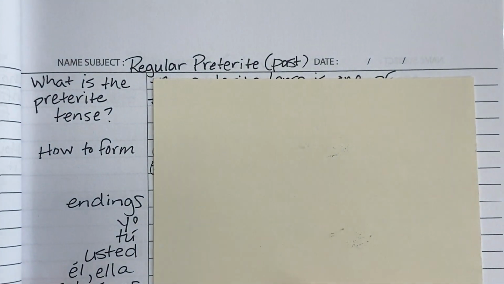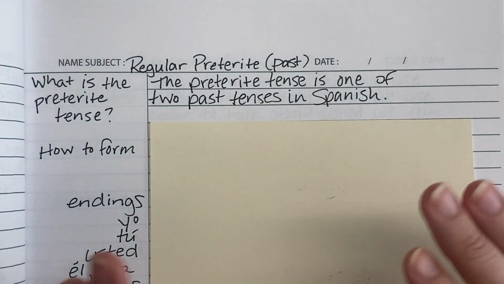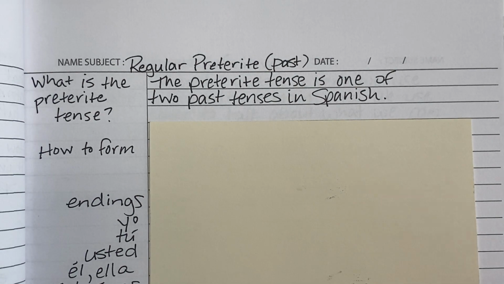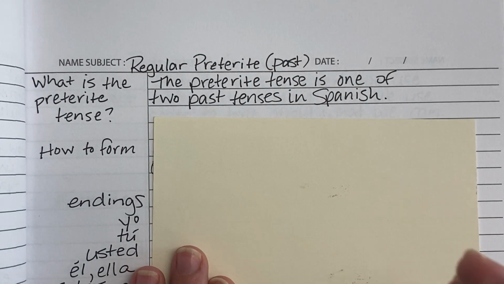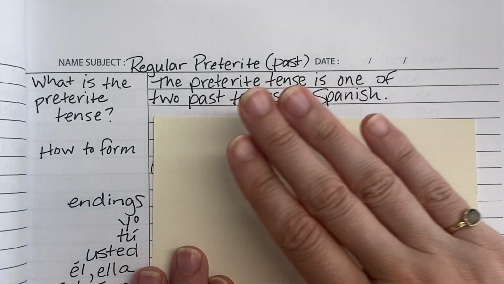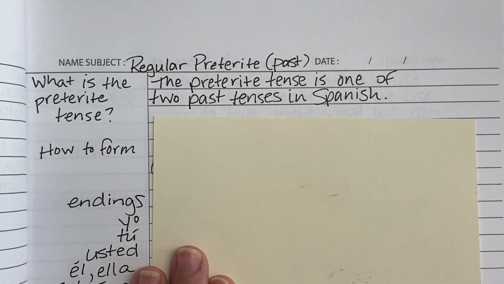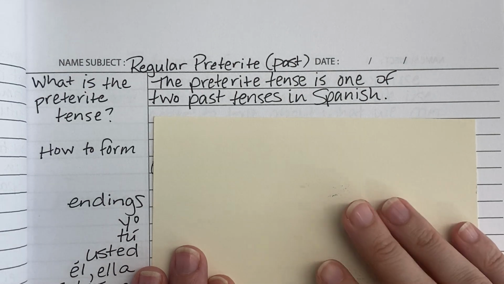So first of all, what is the preterite tense? The preterite tense is one of two past tenses in Spanish. So instead of I dance, I danced, or instead of he buys, he bought, right? The past tense. And like I said, it's one of two past tenses in Spanish. In a later lesson, we'll learn about the other past tense in Spanish, but in this one, we're just going to focus on the preterite.